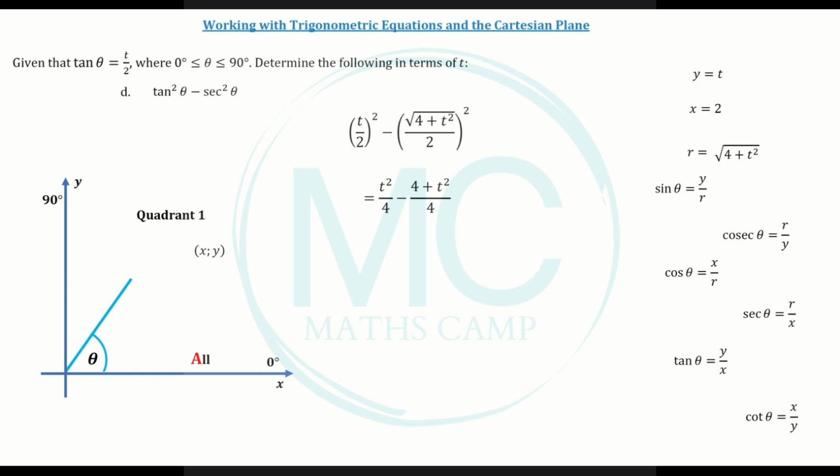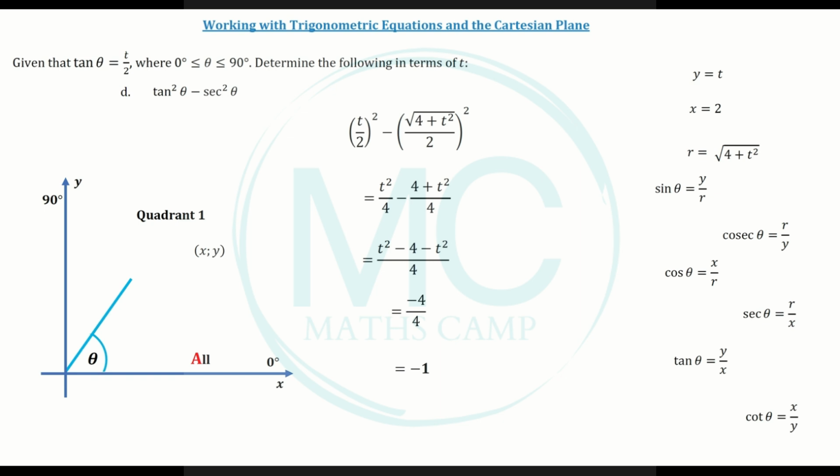Now we have two fractions with the same denominator, so let's make them one fraction. And we can say t squared minus 4 minus t squared all over 4. Now we can add like terms. t squared minus t squared gives us 0, and we're left with negative 4 over 4. We now have 4 in our numerator and 4 in our denominator, so these values will cancel out, and we're left with negative 1. This is our final answer.